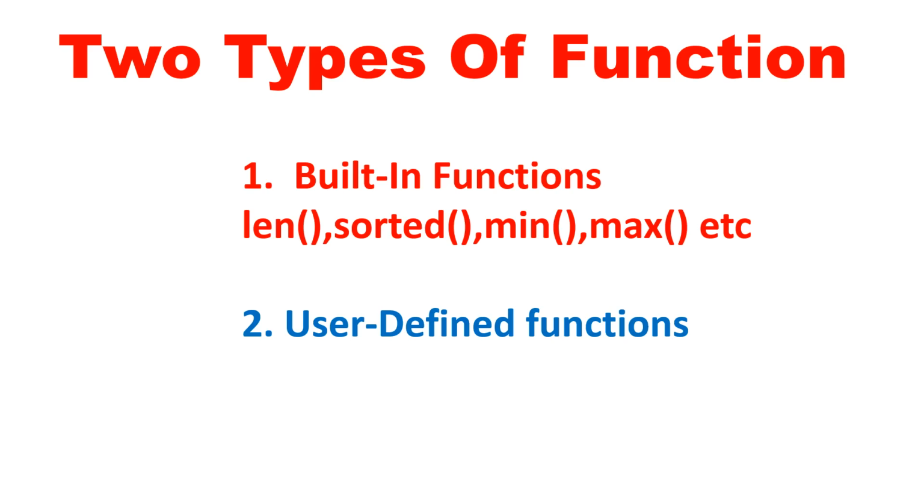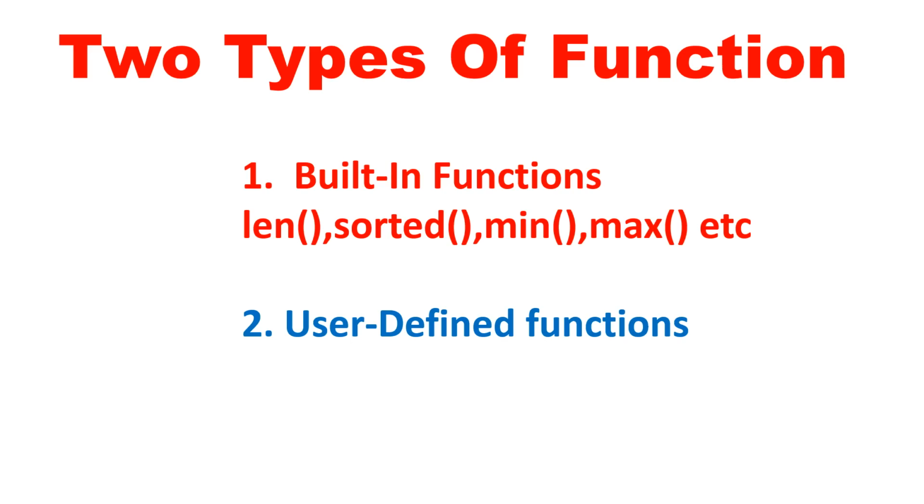There are two types of functions: built-in functions and user-defined functions. Built-in functions are those that are already defined in the language, like the len, sorted, min and max functions. These are predefined functions in Python and perform a particular task. So built-in functions are also called predefined functions.